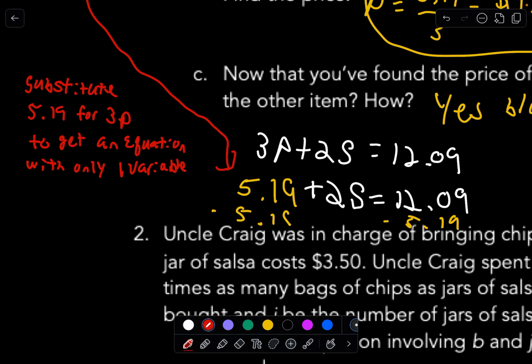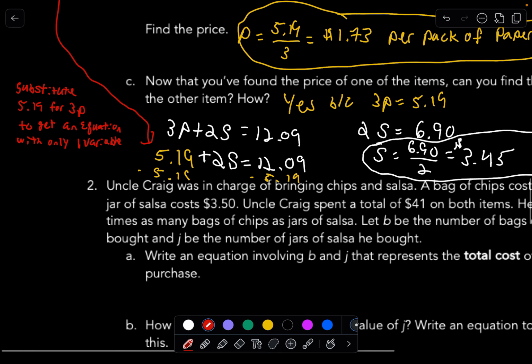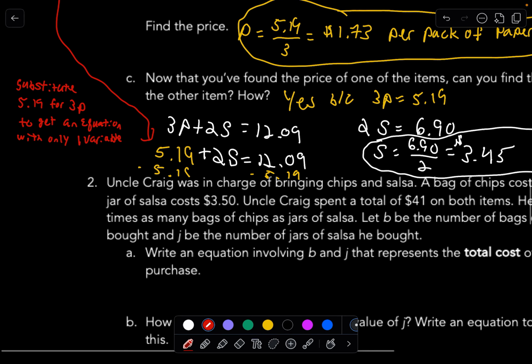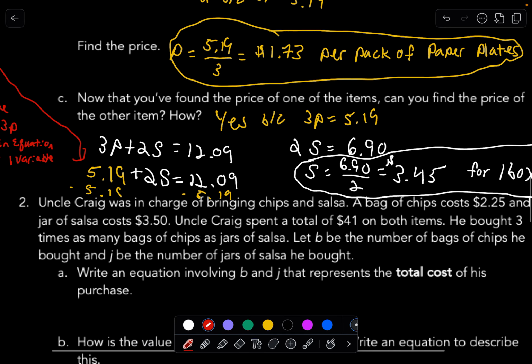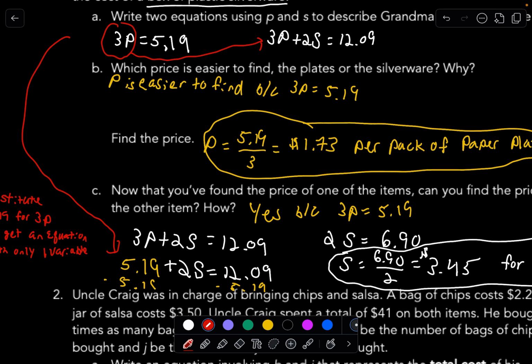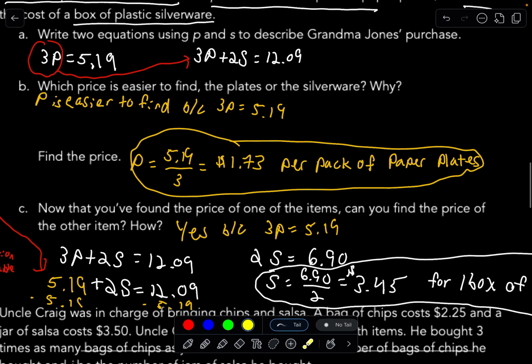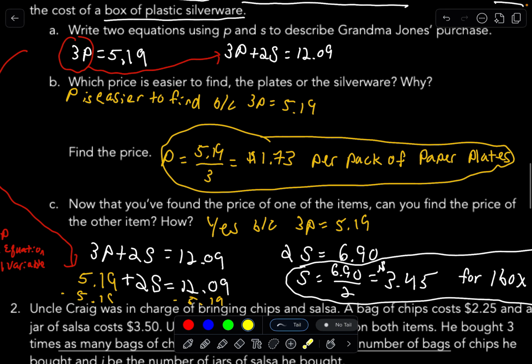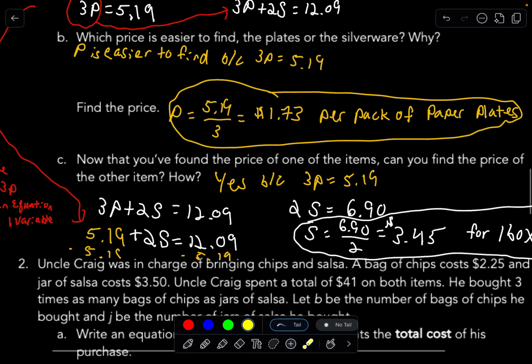Okay, so that was pretty straightforward. And that's the end of this video. The reason I'm breaking it up is because now we're going to have one that's a little bit more complicated to solve. This was easy because we basically had this 3P equals 5.19, which easily gave us the value of P, the price per pack of plates. We substituted that up here, and then we solved for the remaining variable S. Okay, and that's the end of this video.